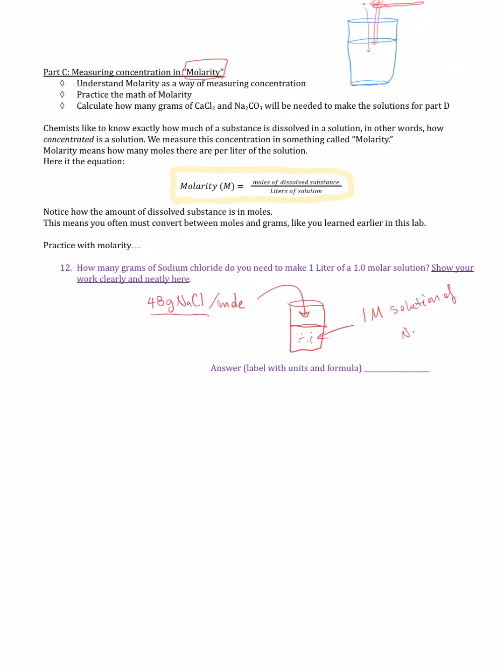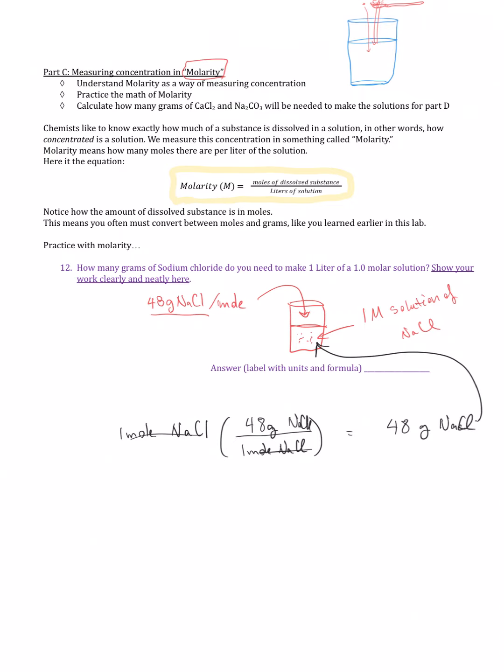of NaCl. The other way to look at that is I need 1 mole of NaCl. Do my conversion factor. I know that 1 mole of NaCl is 48 grams of NaCl. I do the calculation. Seems like a little redundant. 48 grams of NaCl. I know that that's what goes into my 1 liter solution. That's all.